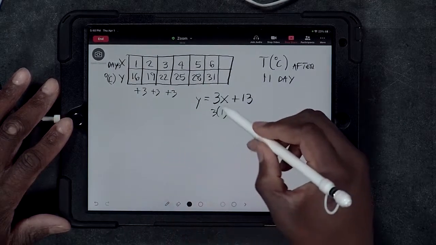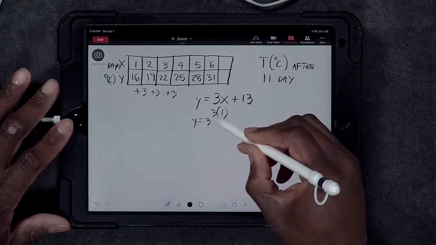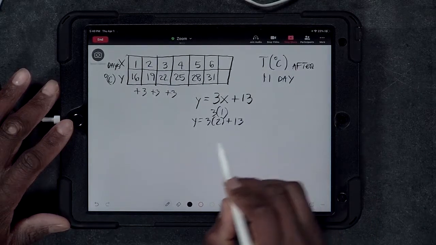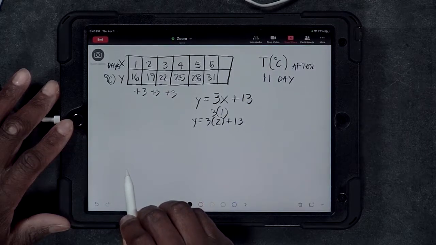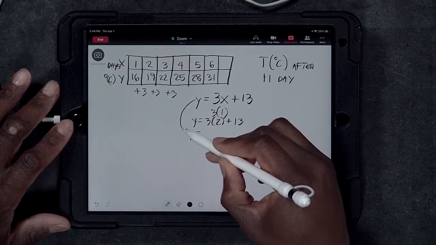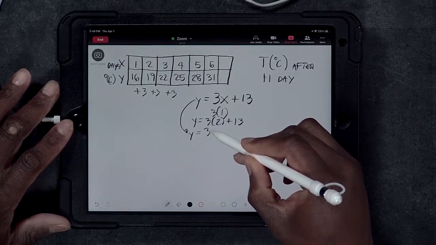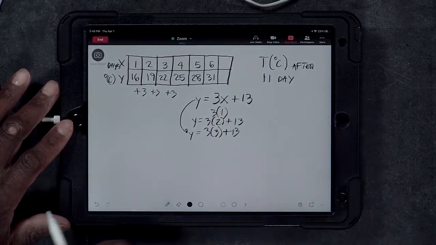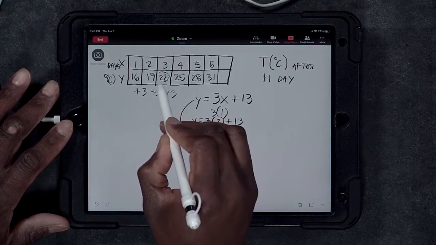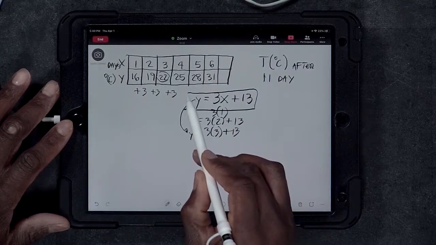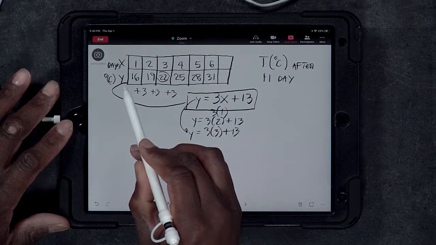If you put in 2, 3 times 2 plus 13, you would get 6 plus 13, which is 19. If you substitute in 3 into this linear model, 3 times 3 plus 13, you get 9 plus 13, which is 22. So this equation represents each of these points.